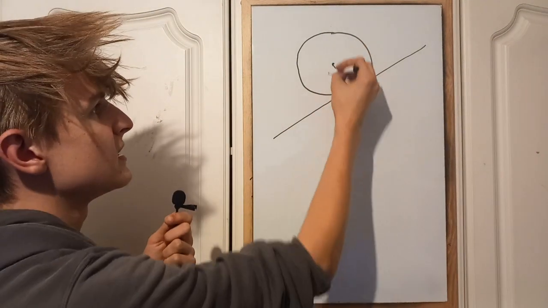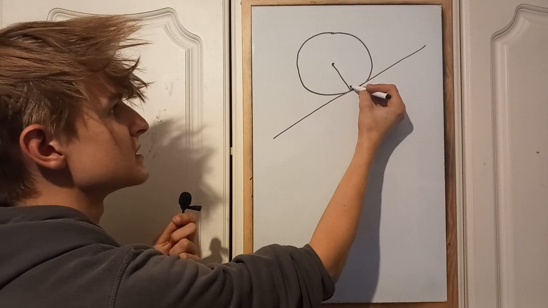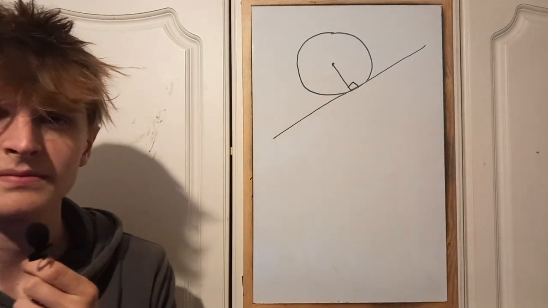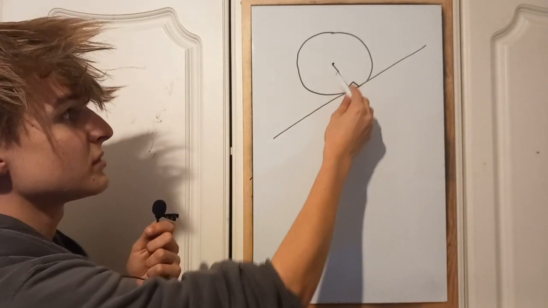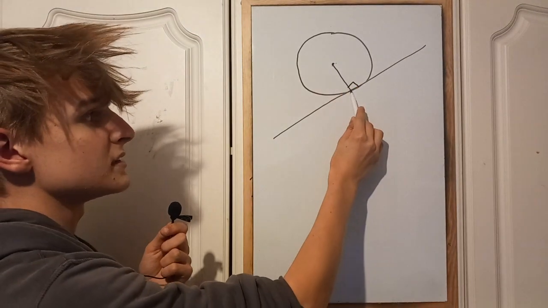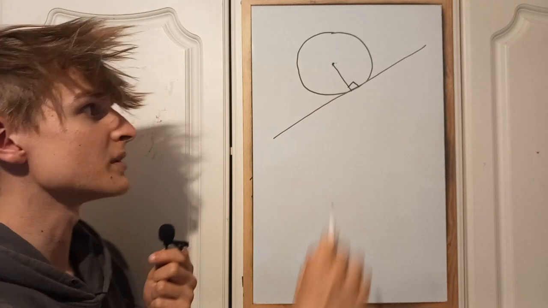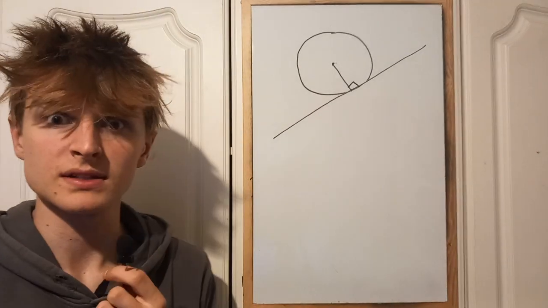is that if you draw out the radius of the circle, it's going to be perpendicular to the tangent line. And that means you can use the fact that, well, you probably know the center of the circle, and in the question you'll be told the point of tangency. If you don't, then that's really bad.